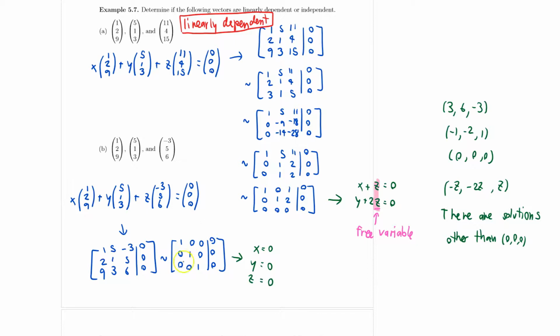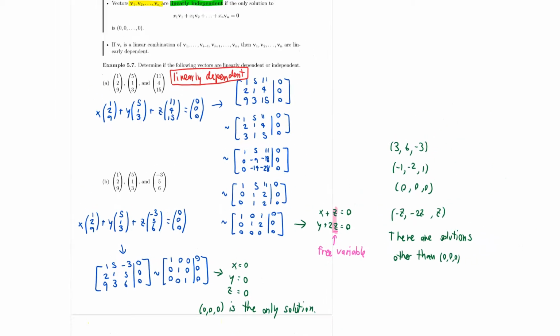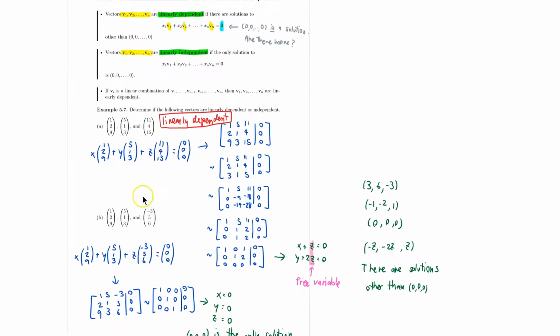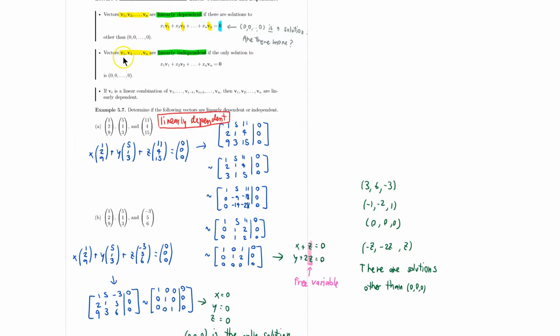So that means the only solution to this vector equation is just 0, 0, 0. And when 0, 0, 0 is the only solution, that means I'm in the latter case now. So that means the vectors here are linearly independent. So these three guys are linearly independent.